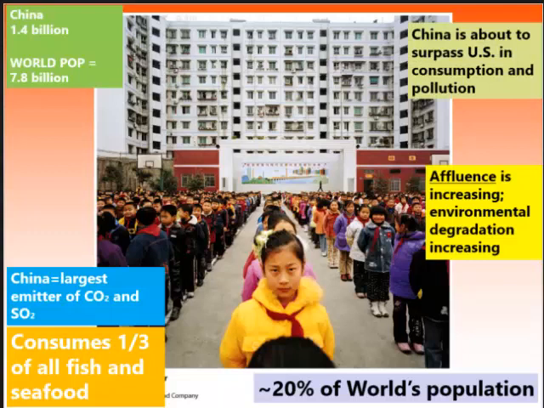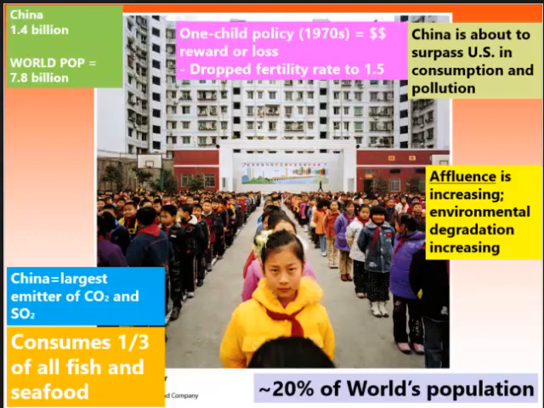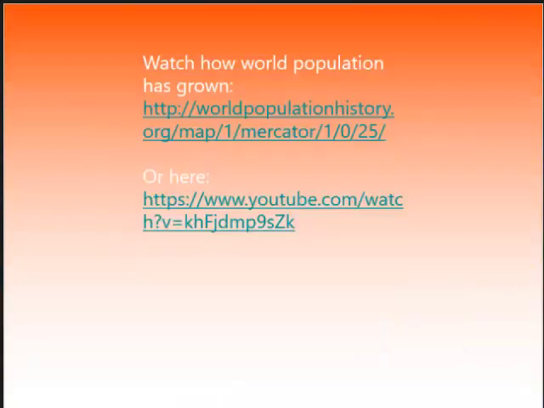If they continue to consume and pollute with the number of people that they have, they're on target to surpass us in what they emit into the air. And you've probably heard about the one-child policy that went into effect in the 70s, where people were rewarded with money if they had one child or less, and they had to pay penalties or suffered some other negative consequence if they had more than one child. This ended up dropping their fertility rate to 1.5%, and you'll see what happens as a result of that.